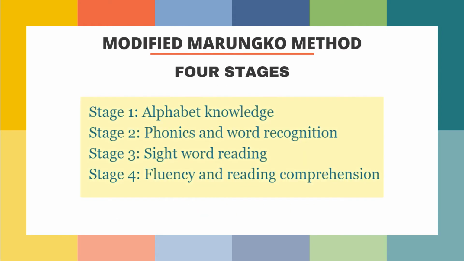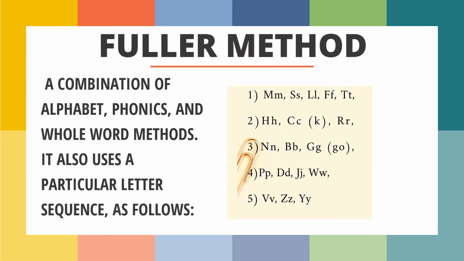letter. Since the order of each letter is determined by its frequency in words, the letter sequence may vary across languages. But whatever the language is, the modified Marungko method of teaching beginning reading is systematic. It consists of 4 stages. Stage 1 is alphabet knowledge, Stage 2 is phonics and word recognition, Stage 3 is sight word reading, and Stage 4, fluency and reading comprehension.